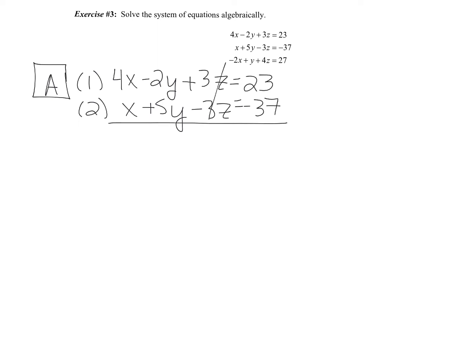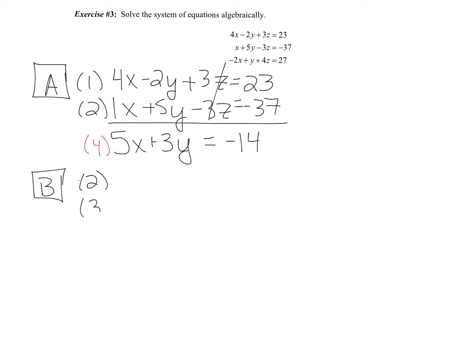So this cancels, and I have 3y, 5x equals negative 14. So here is my equation 4. And then we're going to pick another two equations to go together to eliminate z. Because the signs are already set up, I'm going to choose equations 2 and 3.